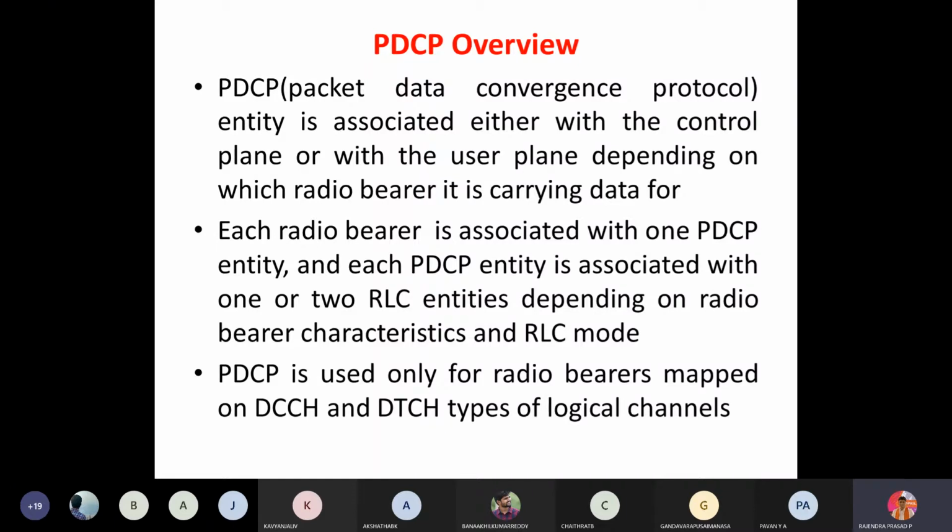A PDCP entity is associated either with the control plane or with the user plane, depending on which radio bearer it is carrying data for. You should know for whom to give the information so that it will be carried to the destination. Each radio bearer is associated with one PDCP entity, and each PDCP entity is associated with one or two RLC entities, depending on the radio bearer characteristics and the RLC channel.